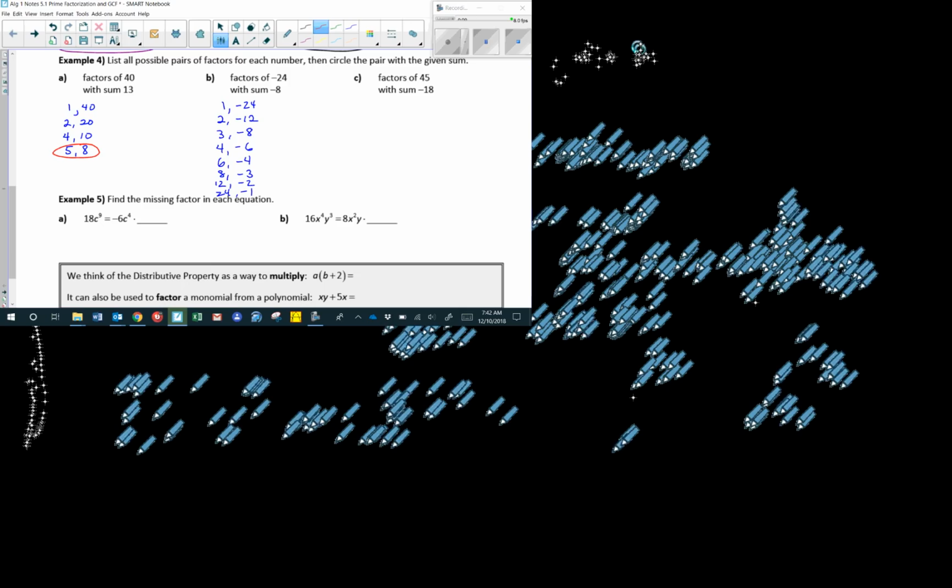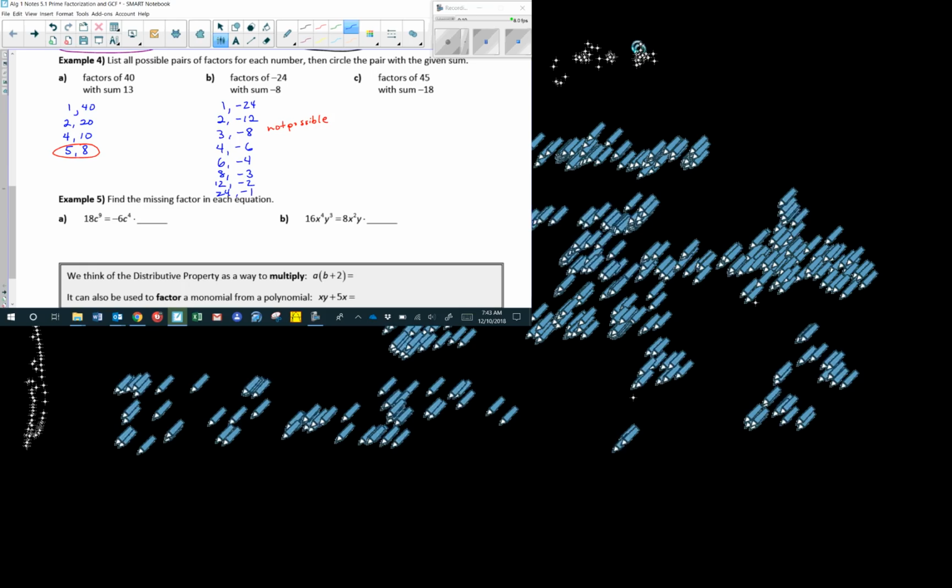Now these two have to have a sum of negative 8. And it looks like they don't. So we're going to write not possible, since 1 and negative 24 add up to negative 23, 2 and negative 12 add up to negative 10, 3 and negative 8 add up to negative 5, 4 and negative 6 add up to negative 2, 6 and negative 4 add up to positive 2, 8 and negative 3 add up to positive 5, 12 and negative 2 add up to positive 10, 24 and negative 1 add up to 23. So this one was not possible. That's going to happen every now and again.